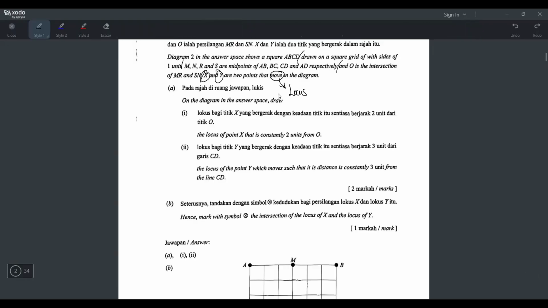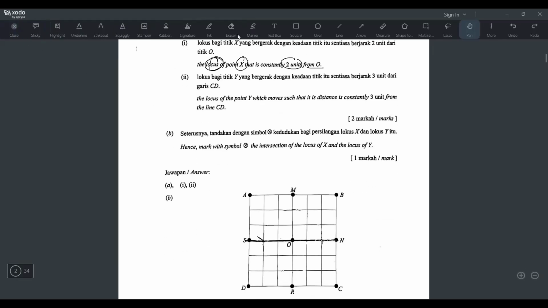On the diagram in the answer space, draw. See, they start to ask you to draw already. So draw the locus. I already told you locus is a moving point. So they want to draw X that is constantly 2 units from O, right? So if it's constantly 2 units from O, it means that it will form a circle around O and the radius will be 2 units. Because if you want to move a point and you want it to be always 2 units from a fixed point, then it will be a circle, right?